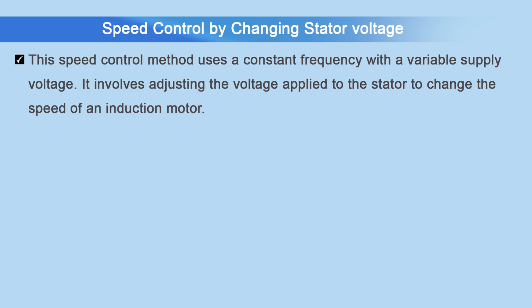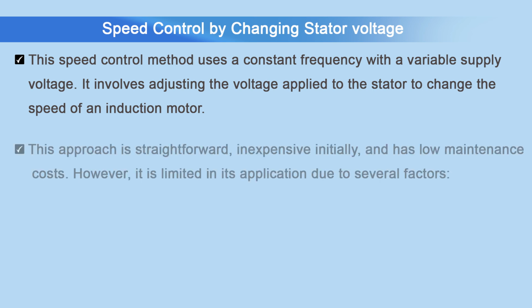The third method of speed control is speed control by changing stator voltage. This speed control method uses a constant frequency with a variable supply voltage. It involves adjusting the voltage applied to the stator to change the speed of an induction motor. This approach is straightforward, inexpensive initially, and has low maintenance cost. However, it is limited in its application due to several factors.